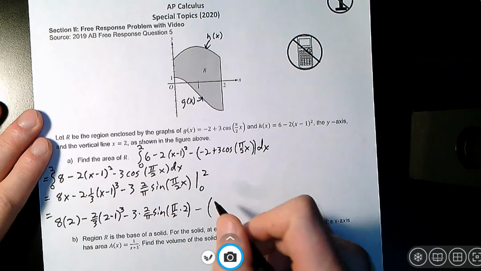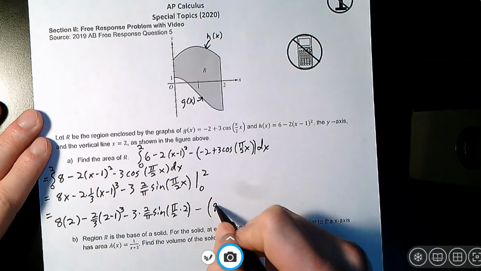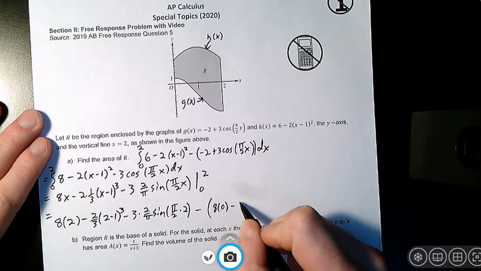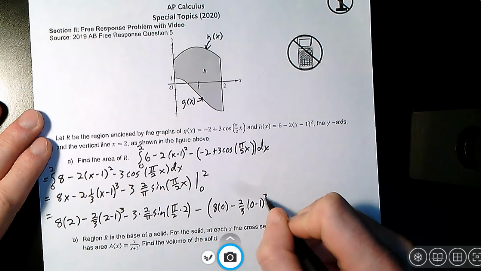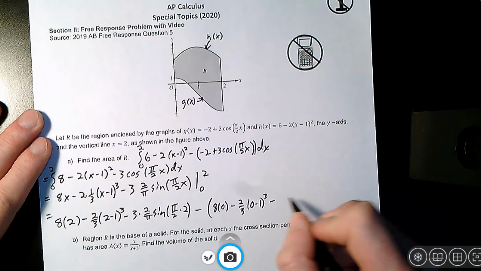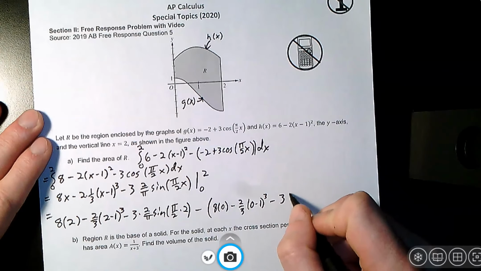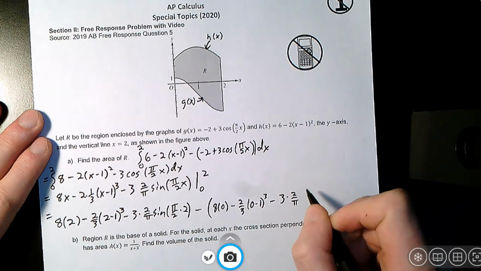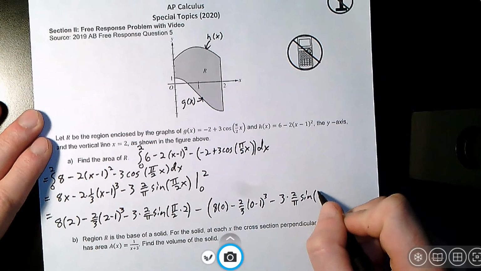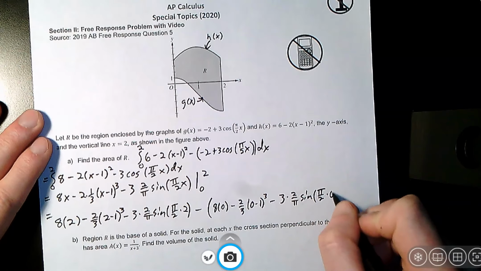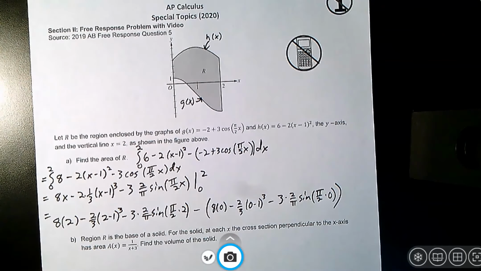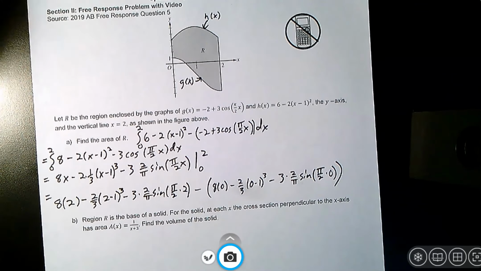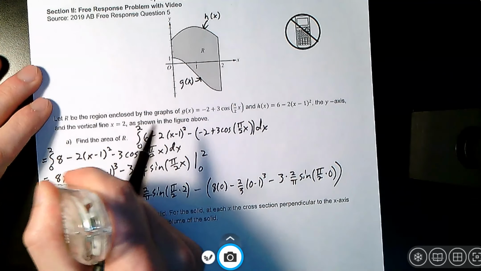I'm going to plug in my 0. So 8 times 0 minus 2/3 of 0 minus 1 to the third power minus 3 times 2 over pi sine of pi over 2 times 0. Great. Okay, and since I'm on the free response, I'm stopping right there. I'm not going to write anything more to confuse myself. I'm going to absolutely stop right there.